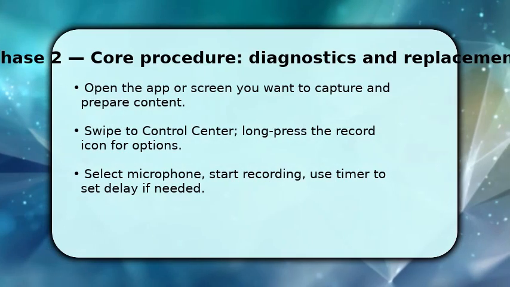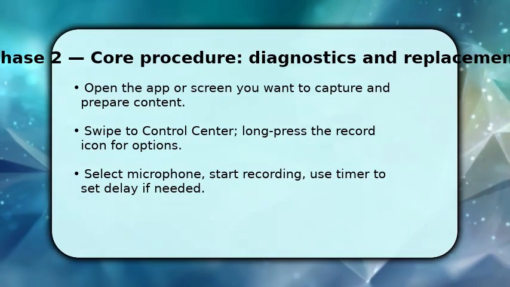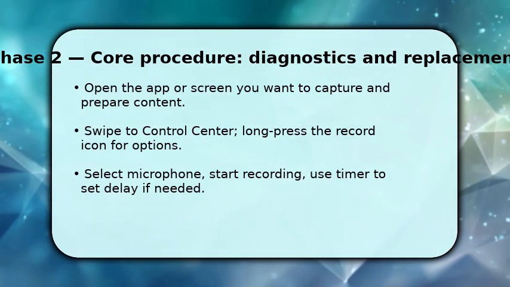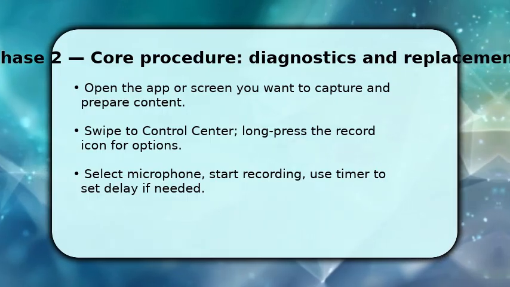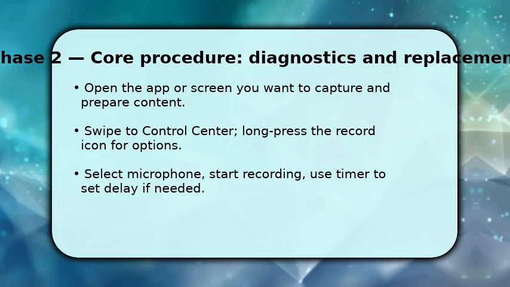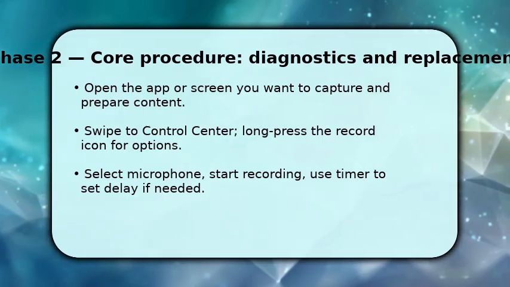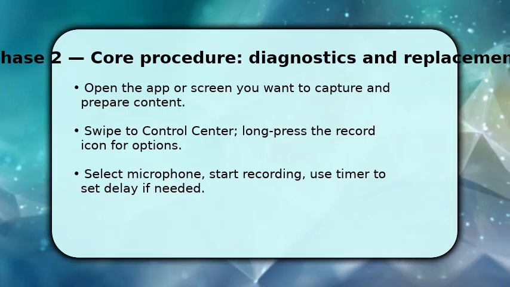Position the exact screen you intend to capture and clear notifications. You don't want unexpected pop-ups. Next, swipe into Control Center and long press the screen record icon to reveal options. This is where you toggle microphone audio and choose Start Recording.